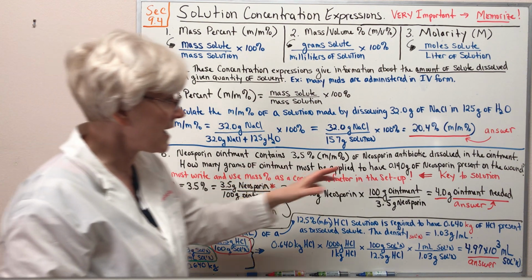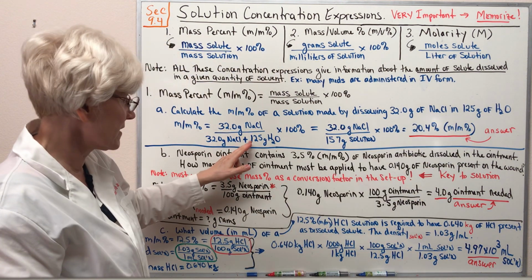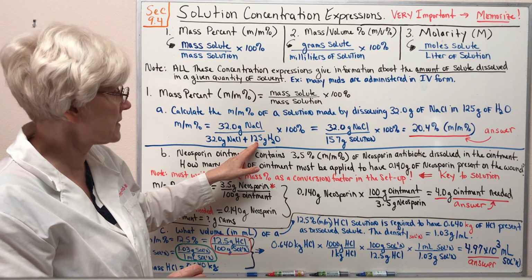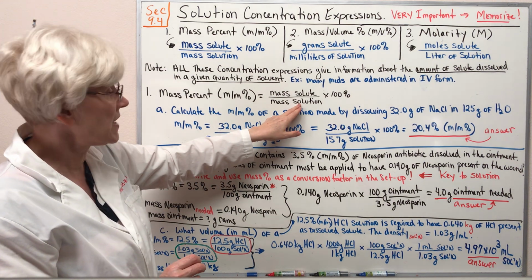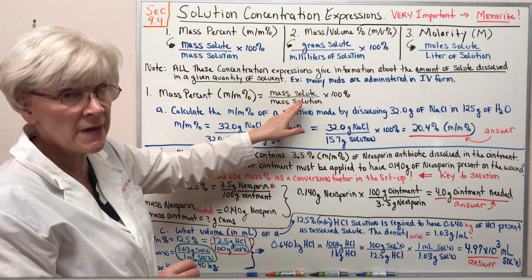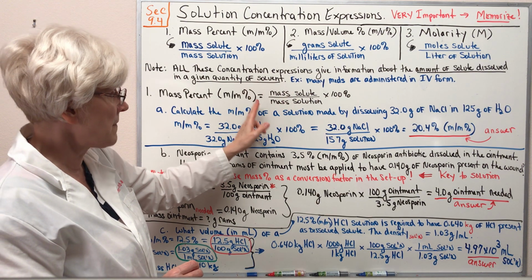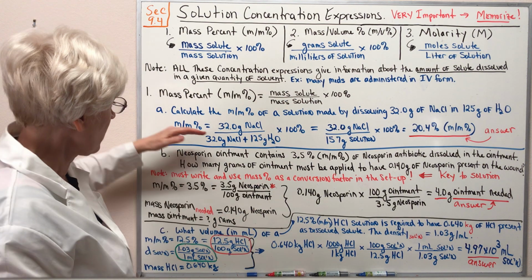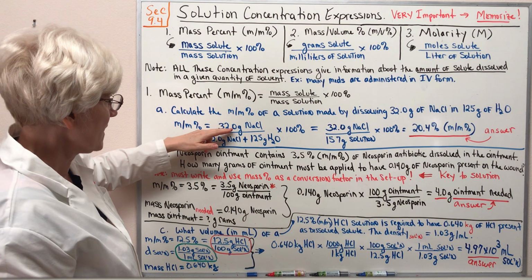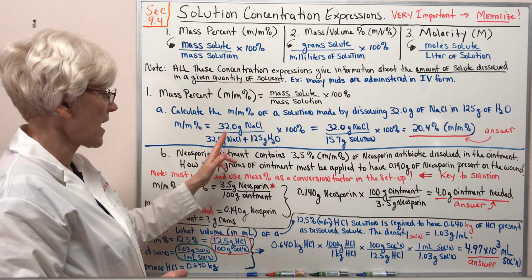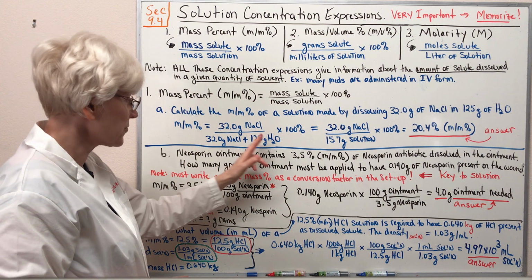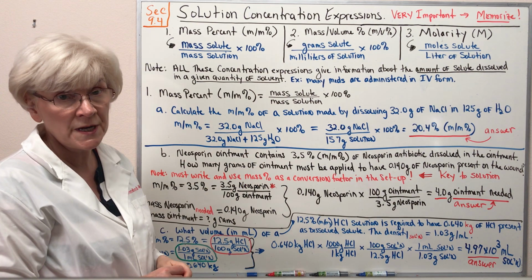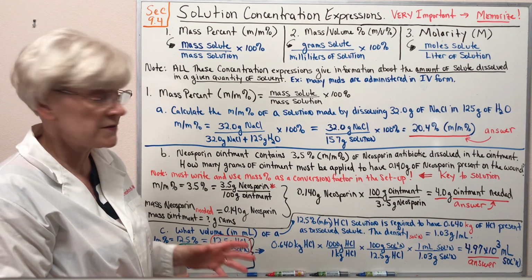Now, a common mistake is to take the 32 and divide by 125 grams of water, the solvent. But remember, mass percent has in the denominator total mass of solution, which means mass of the solute plus mass of the solvent. So if we're calculating a mass percent, we need to take the 32 grams of sodium chloride and divide by the total mass of solution, which is the 32 grams of sodium chloride plus the 125 grams of water, the solvent.